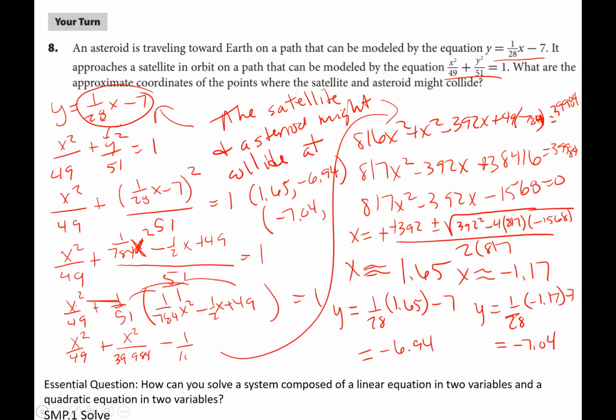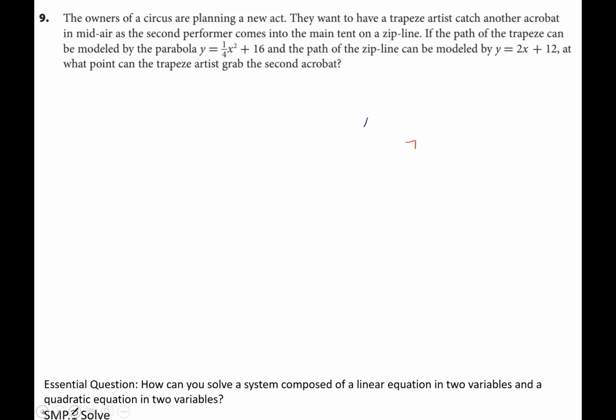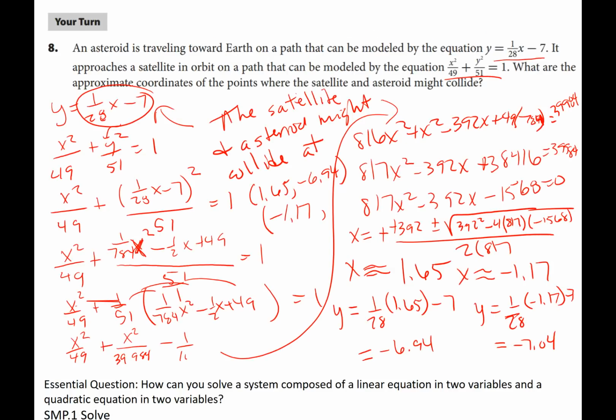And then the other one is a y value of negative 7.04. And I'm sorry, that was the y value, not the x value. I apologize. So let me fix that. Negative 1.17 and negative 7.04.